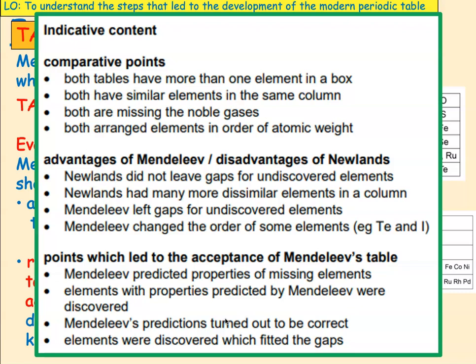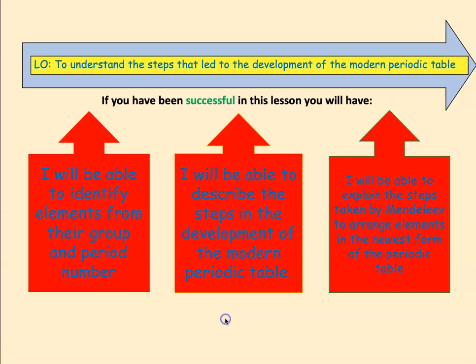Okay, so if you were doing something like that, comparing them, writing either the advantages or disadvantages of Mendeleev or Newland's, and then came to a conclusion of why Mendeleev's was better, you would be very successful in that exam question. Okay, so that concludes the screencast. Hopefully you understand a little bit more about the development of the periodic table.